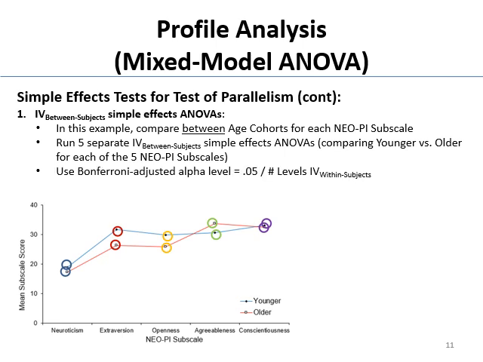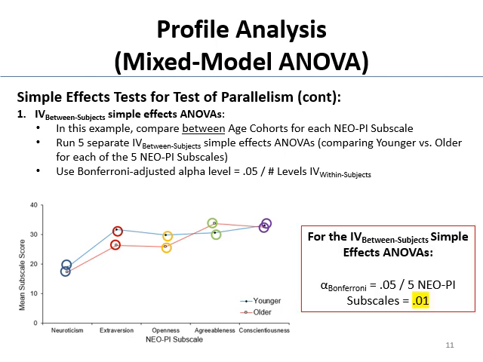You would use a Bonferroni corrected, adjusted alpha level of 0.05 divided by the number of levels of the within subjects IV. So in this case, you'd be using a Bonferroni corrected alpha level of 0.05 divided by 5. So you'd end up with 0.01 becoming the new alpha level that you use to determine the statistical significance of each of these simple effects ANOVAs.